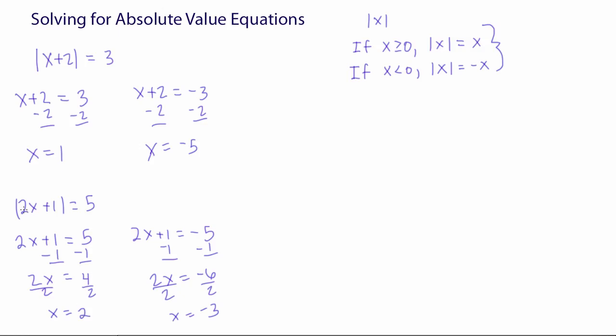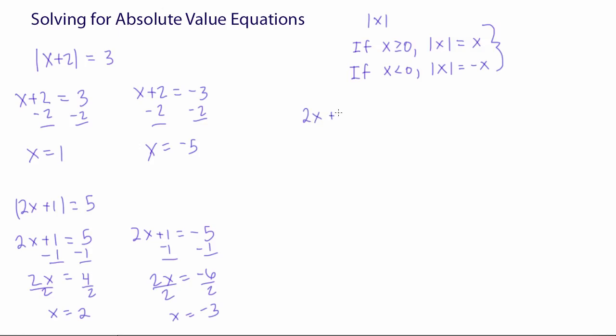2 for x. So 2 times 2 is 4, plus 1 is 5. Absolute value of 5 is 5. And we got negative 3. So negative 3 times 2 is negative 6. Negative 6 plus 1 is going to be negative 5. The absolute value of negative 5 is 5. All right, let's do the next one.